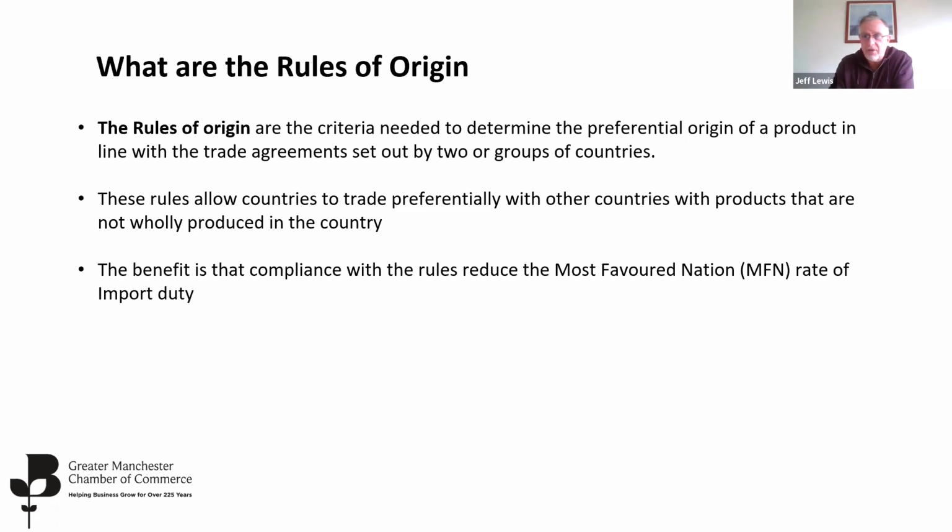Rules of origin are just a criteria by which you are classifying your product as UK preferential origin. And those rules will change depending on the product, depending on where they're going to, and also the tariff code, and you need to be in a position to prove that your products meet that specific rule of origin.